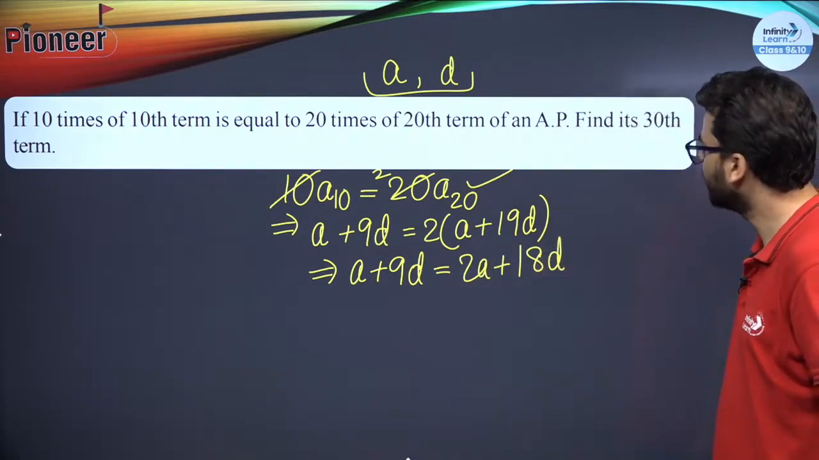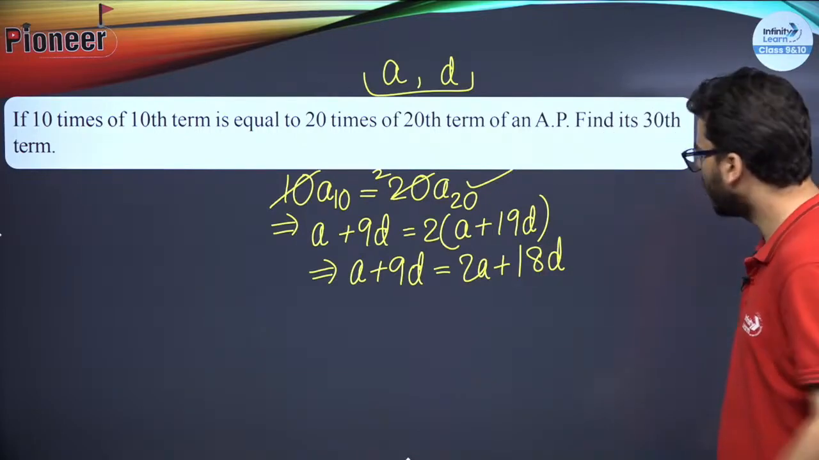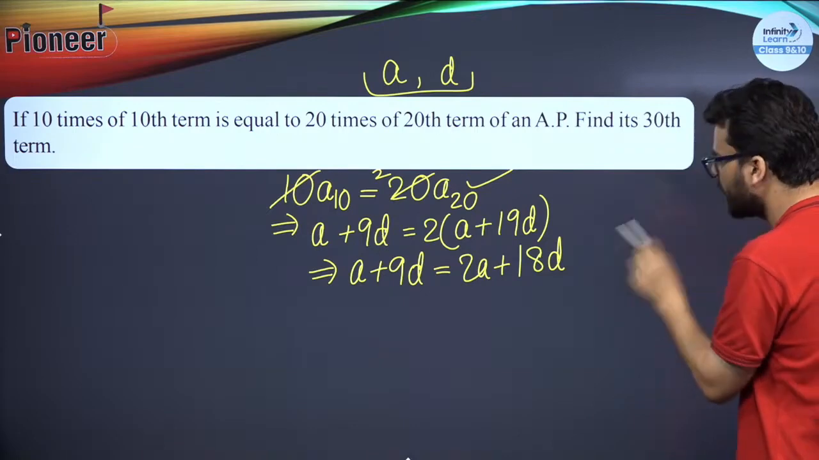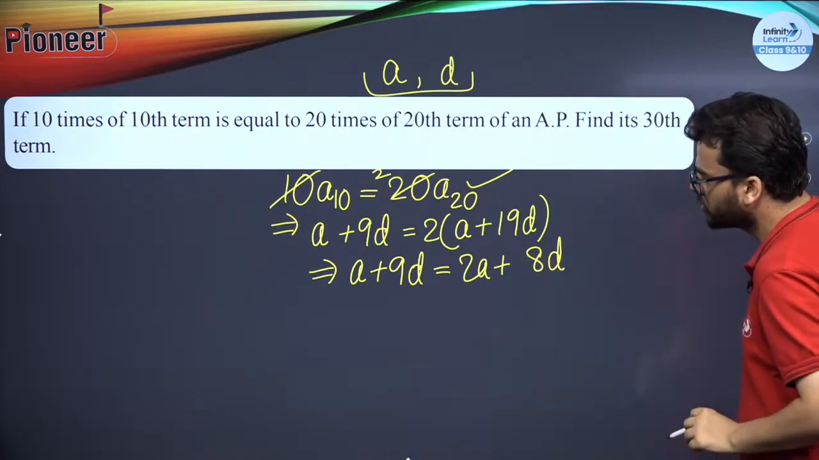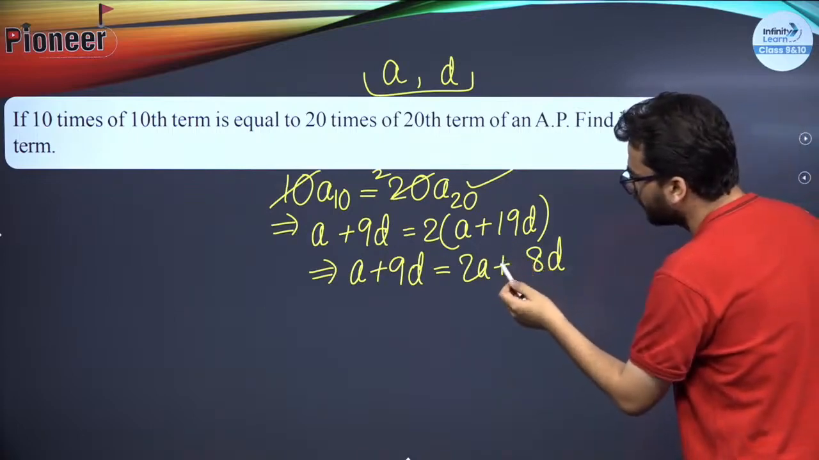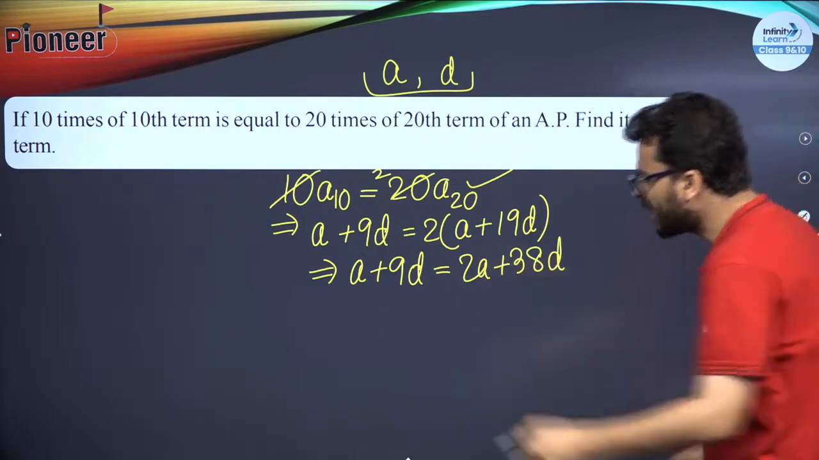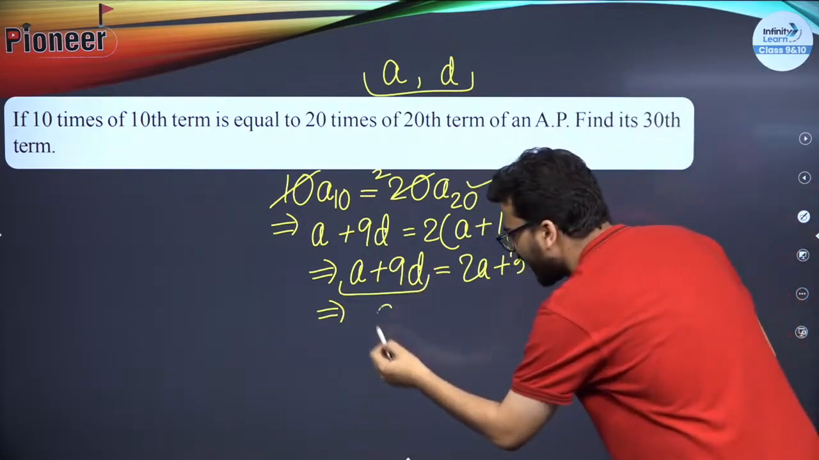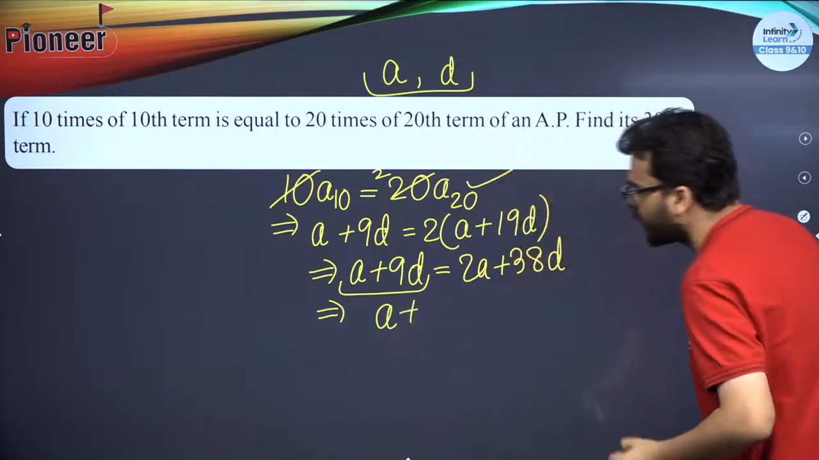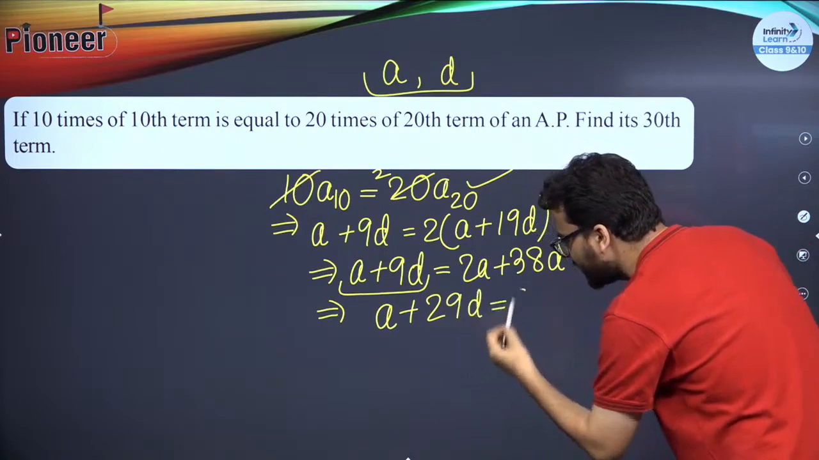Wait. Okay, I did a mistake. That's what I was thinking. I did a slight mistake. Yes. So basically this is 38 over here. I hope that is clear. Now basically if I subtract these things on this side, can I get A plus 29D over here, guys? A plus 29D is equal to 0.